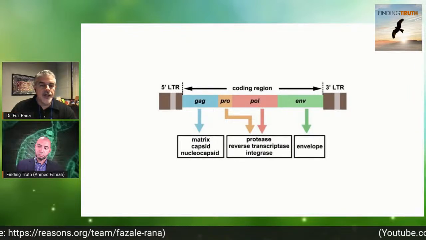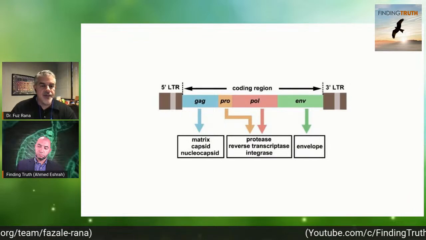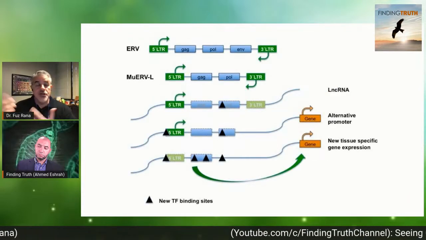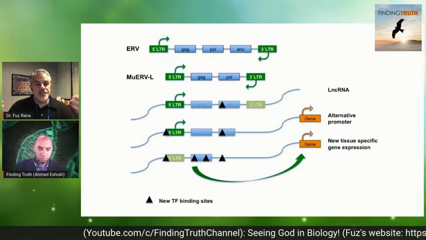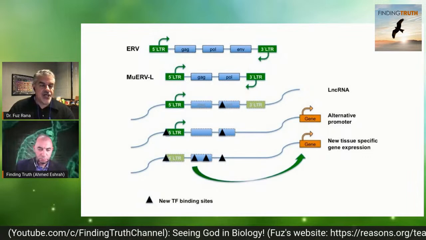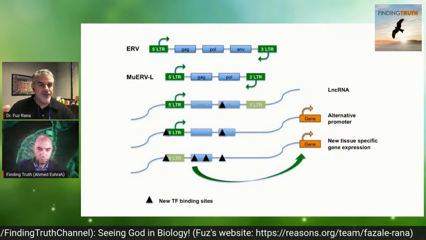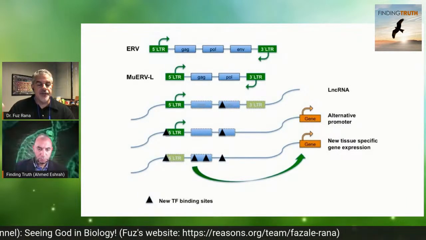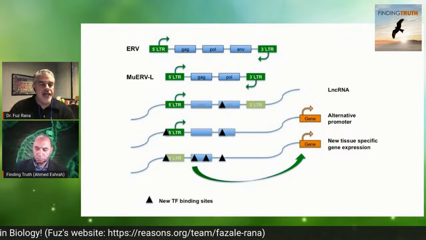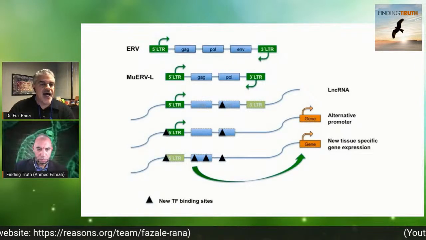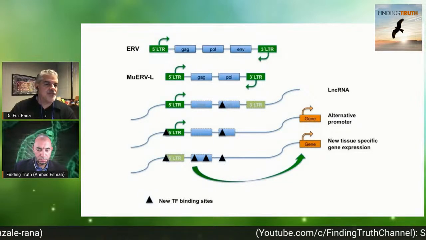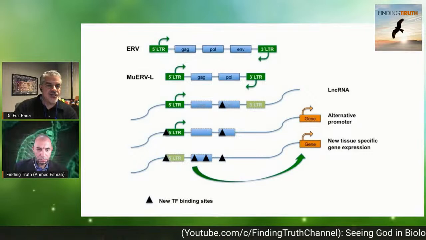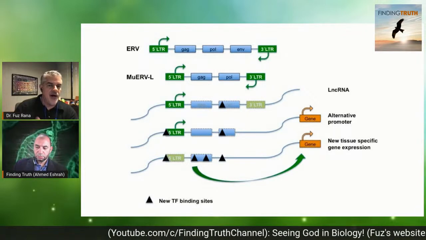Now, when we look at the human genome or the genome of other organisms, we see essentially variations of this retroviral-like genetic material scattered throughout the genome. And so up at the top is an idealized ERV sequence, where in this case, they collapse the pro and the pol gene into just a single gene that they call pol here.